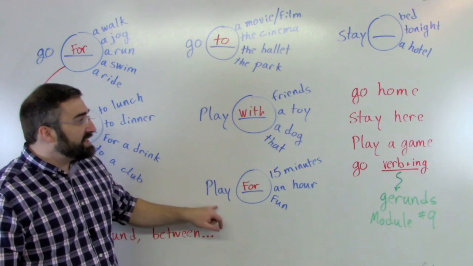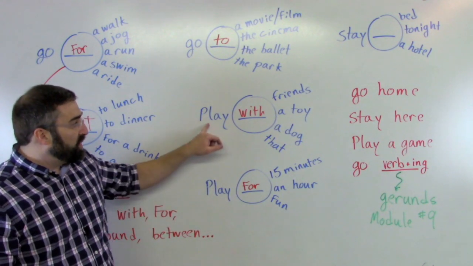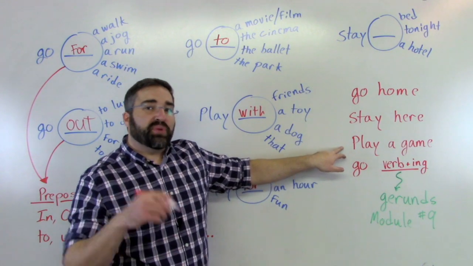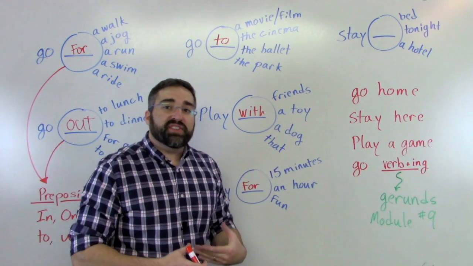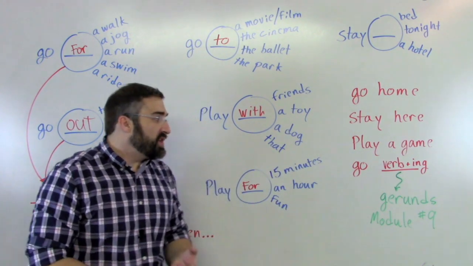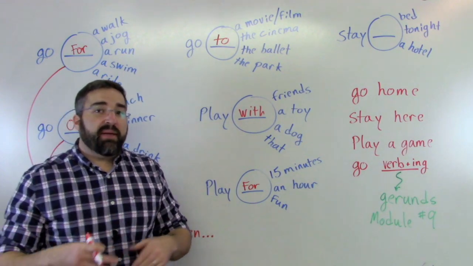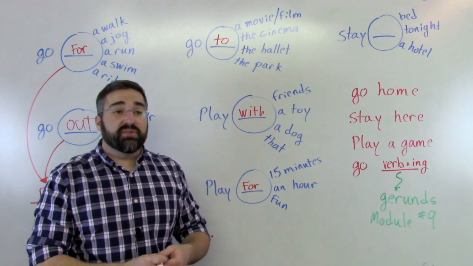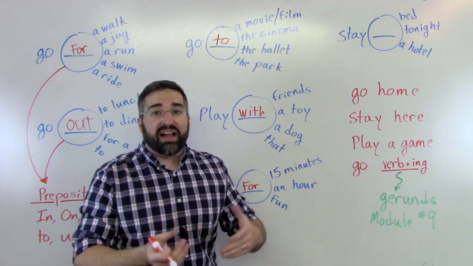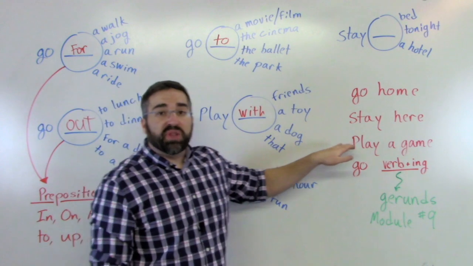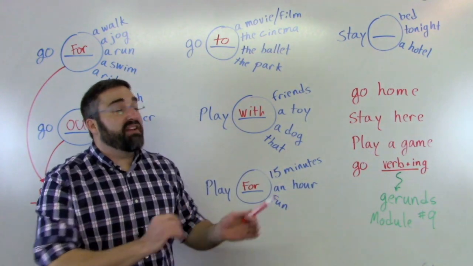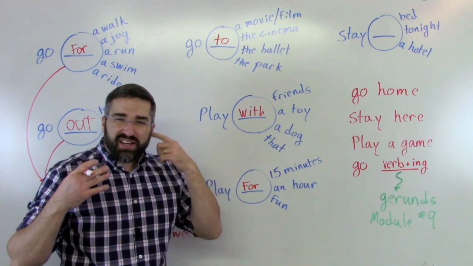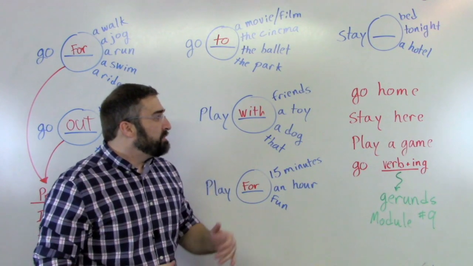Notice we have another exception to this one with play, right? With play a game. We don't say play for a game, we just say play a game. So play a video game, play a board game, or cards we might use if you want to play some cards or backgammon. So you just play a game rather than saying play for a game or play with a game. It doesn't ring right in our ears. We don't like how that sounds.